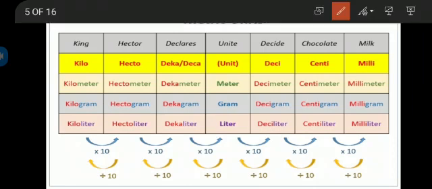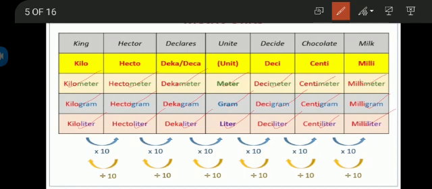Metric units for length are kilometer, hectometer, decameter, meter, decimeter, centimeter and millimeter. Similarly, for the weight, it is kilogram, hectogram, decagram, gram, decigram, centigram and milligram. And for capacity, it is kiloliter, hectoliter, decaliter, liter, deciliter, centiliter and milliliter.